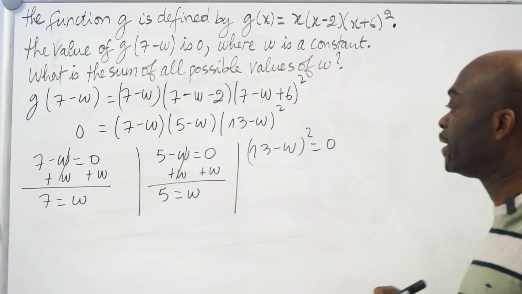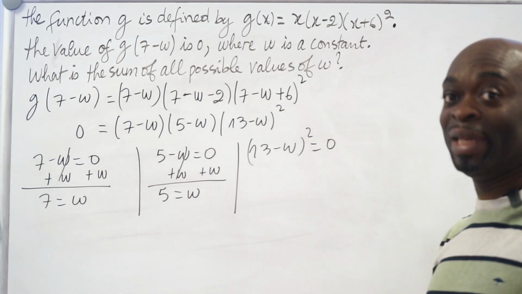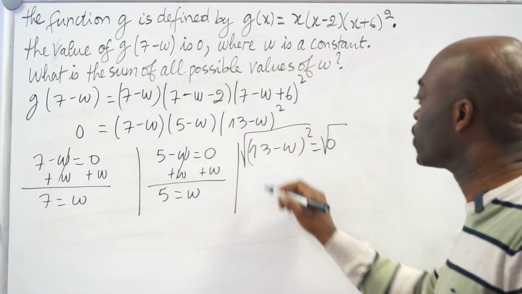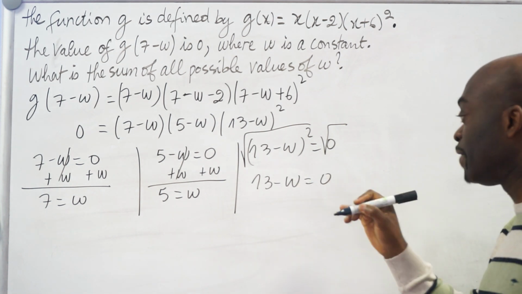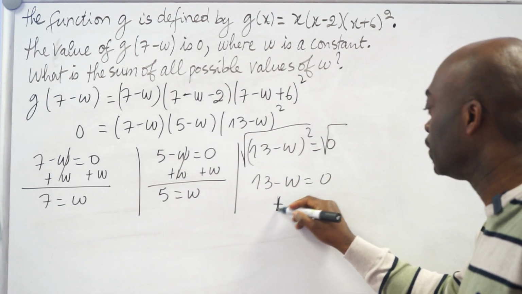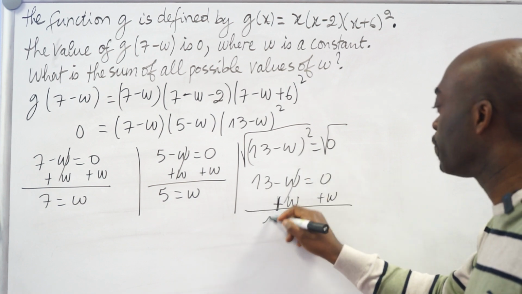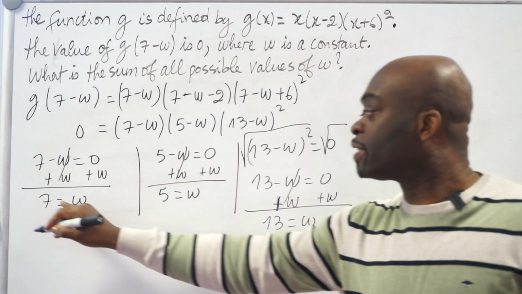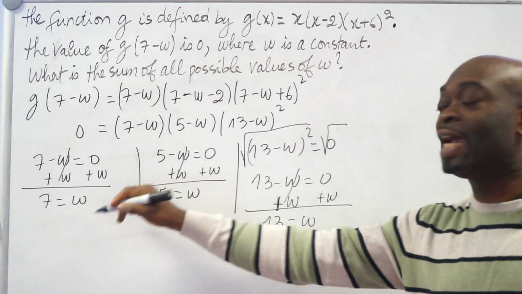And what's going to happen to that? It's the same. We're going to take the square root of both sides so that we can eliminate the square, right? If we do that, this is going to become 13 minus w equals 0. And the same thing is going to happen, so we have plus w and plus w, and we end up with 13 equals w. All right? So 7 equals w, 5 equals w, 13 equals w. These are the possible answers for w.